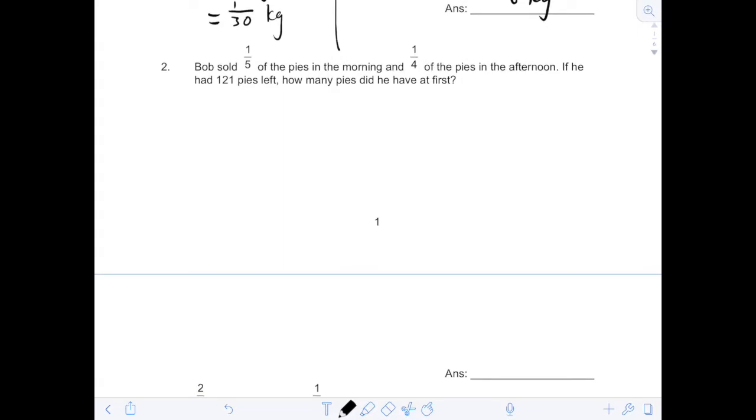Second question. Bob sold 1/5 of the pies in the morning and 1/4 of the pies in the afternoon. If he had 121 pies left, how many pies did he have at first? So 1/5 of the pies in the morning, that's the first piece of information. The second piece will be 1/4 of the pies in the afternoon. And lastly, the last piece of information here would be he had 121 pies left. How many pies did he have at first? Now we've got enough information to draw the model.